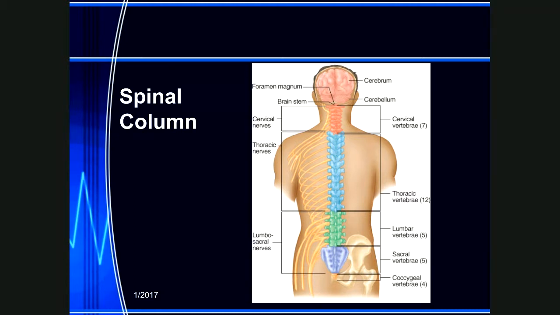So the spinal column houses and protects the spinal cord and the cerebral spinal fluid. Cerebral spinal fluid is also called CSF. This is what houses the spinal cord as well as gives a little protection around the brain up in the skull. The spinal column itself has 33 vertebrae.